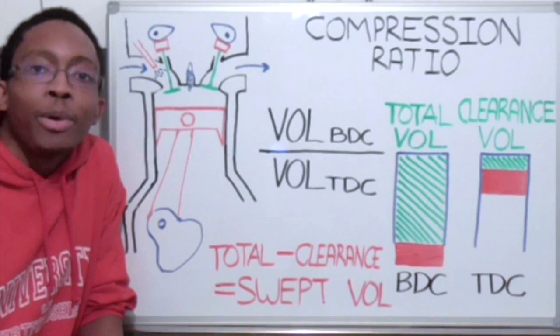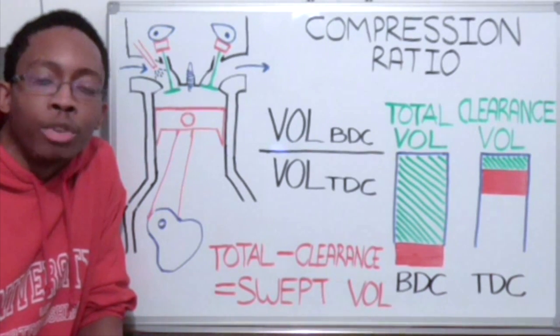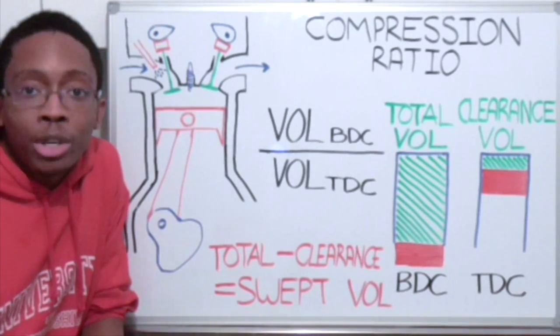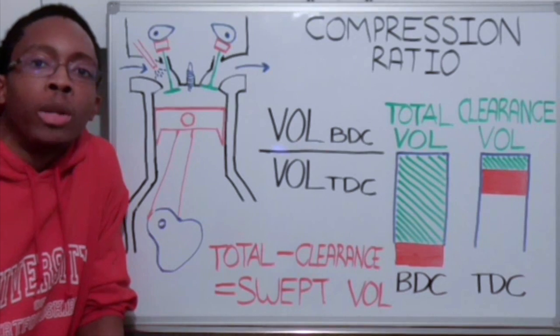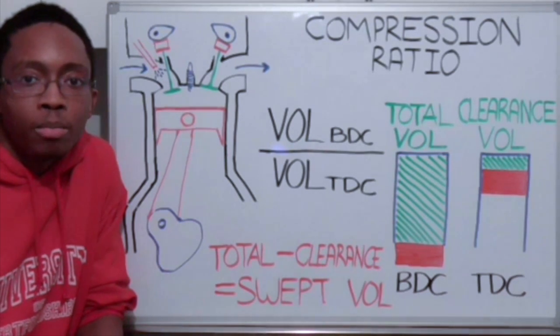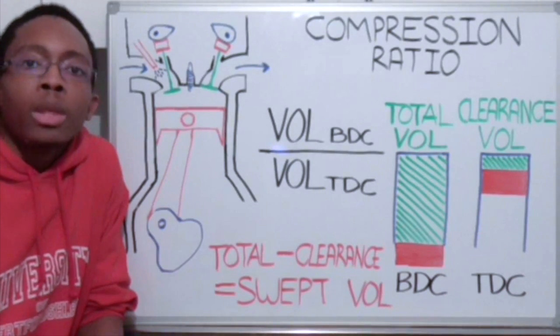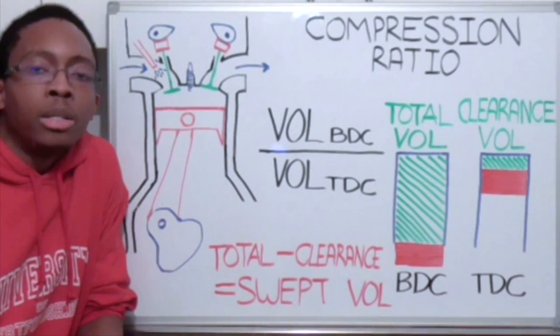In today's video, we will be talking to you about the compression ratio. The compression ratio is a ratio that compares the volume within the cylinder when the piston is at bottom dead center with the volume in the cylinder when the piston is at top dead center.